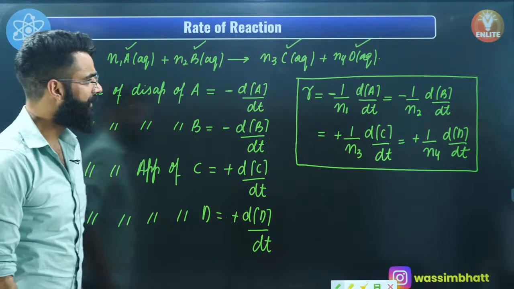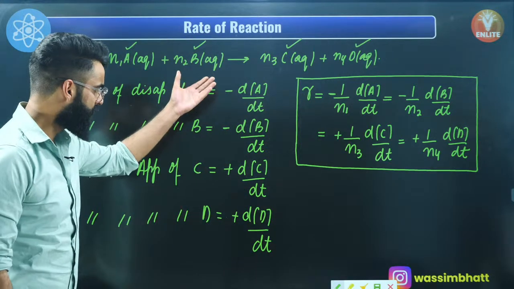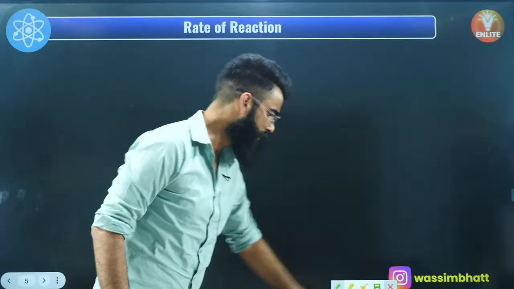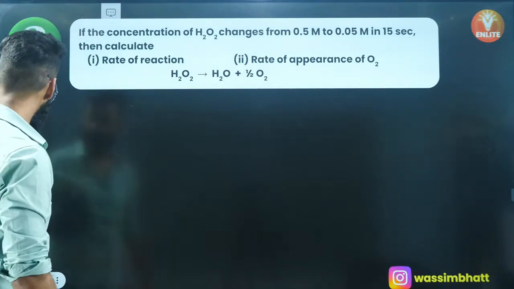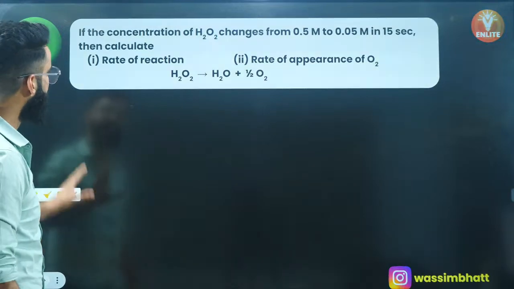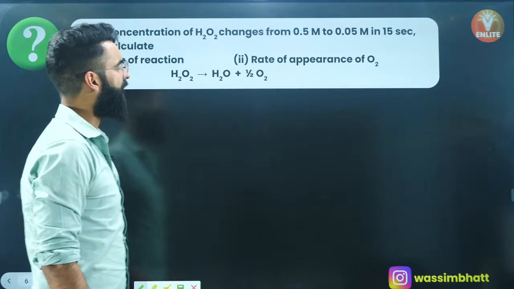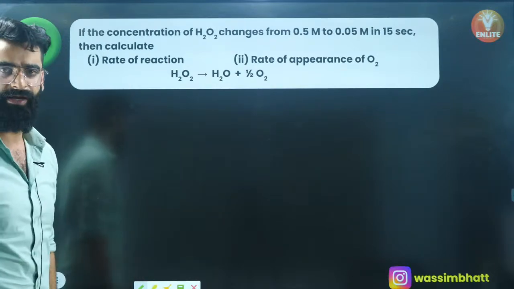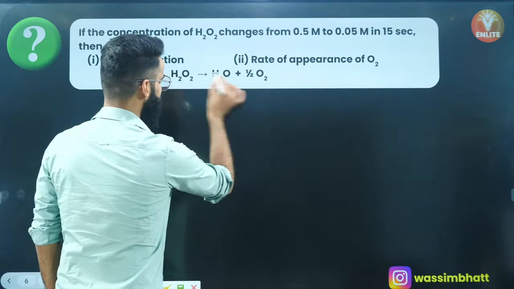Now, first of all, let's get to know how we use this particular equation and how we use these sorts of terminologies in the questions. So let me directly get started with the first question, which is on your screen. See guys, a very simple and basic question this is. If the concentration of H2O2 changes from 0.5 molar to 0.05 molar in 15 seconds, then calculate the rate of reaction. Well people, this is the reaction that's given to me.